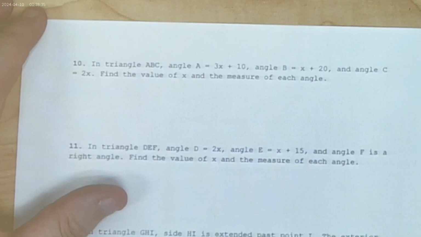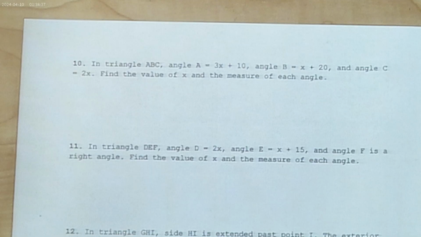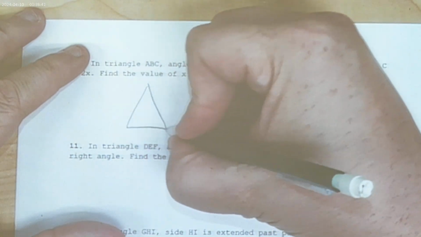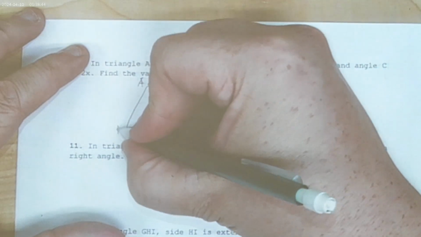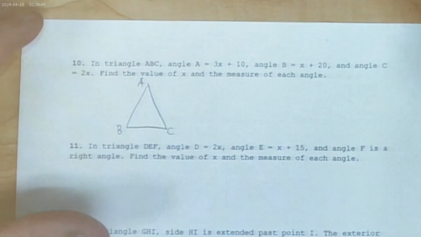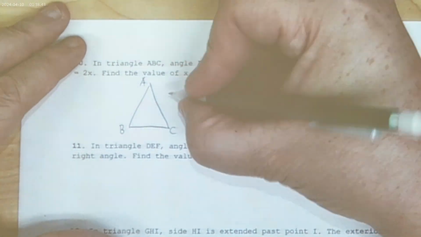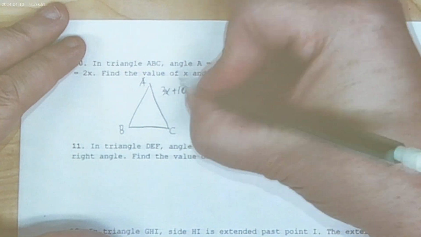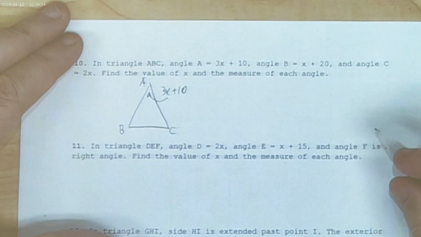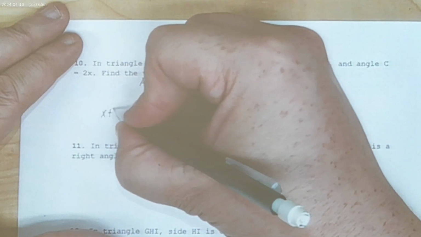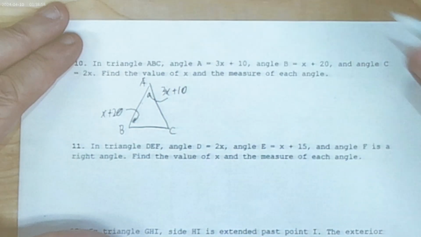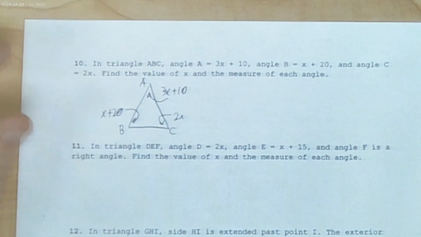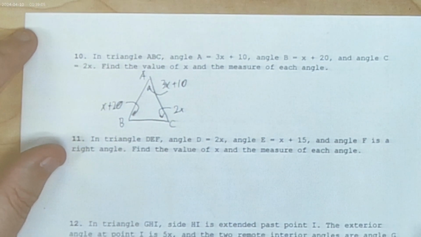All right, so we've got a couple more problems we can test out. I've got triangle A, B, and C. I don't know anything about the relationship between the angles or the sides. All I know are the angle measurements. A is 3x plus 10, B is x plus 20, and C is 2x. And then I have to find x and the measure of each angle.